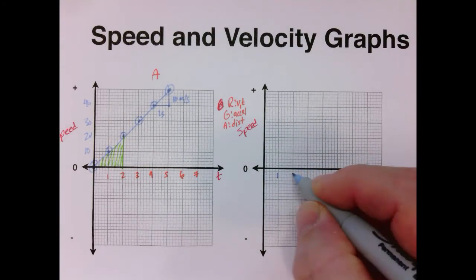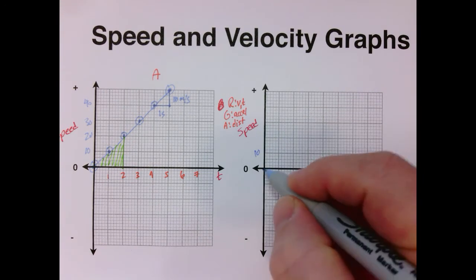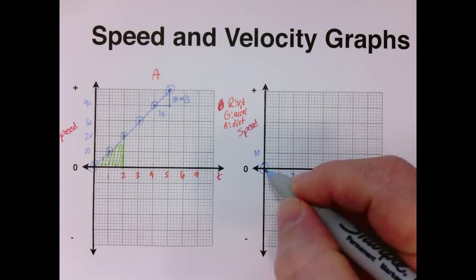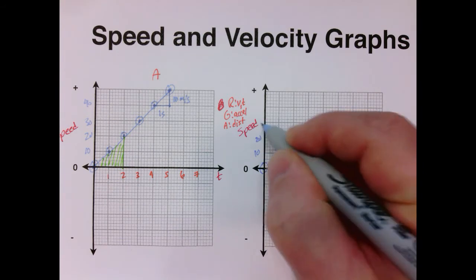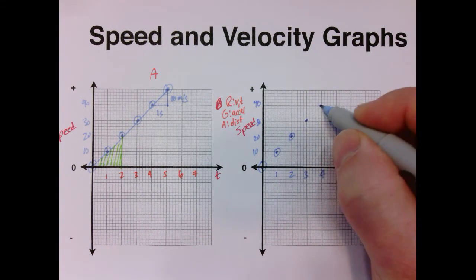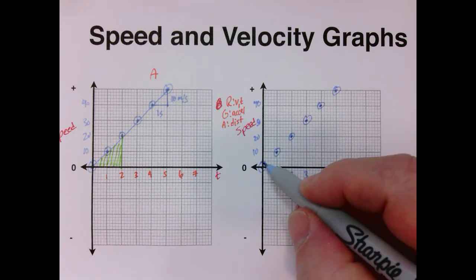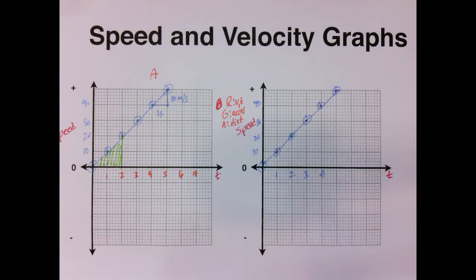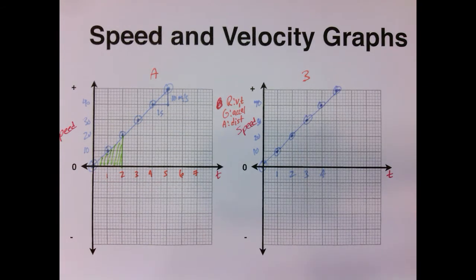So after 1 second, 2 seconds, 3 seconds, 4 seconds, you'll observe that the graph is exactly the same. 0, after 1 second, it's 10, 2 is 20, 30, 40, 50. So both of these reference frames, the speed time graphs will look exactly the same.